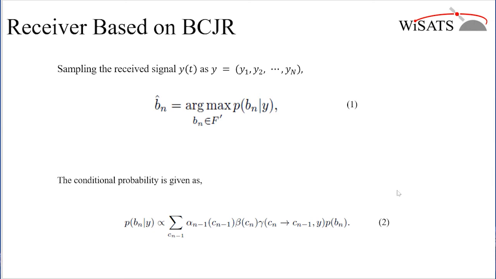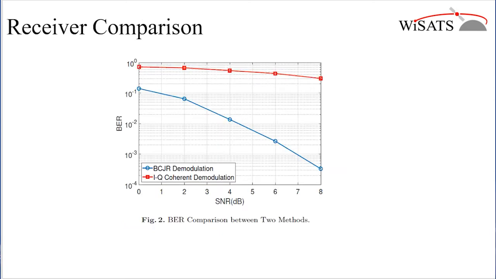On the other hand, we consider the receiver design based on IQ coherent demodulation. Each phase at the symbol transition instance of SMPSK is drawn from the phase states in the MPSK constellation. Therefore, we adapt the detection techniques for MPSK systems to the detection of SMPSK. Figure 2 compares the demodulation methods, and we can see that BCJR has better BER performance than IQ coherent demodulation.